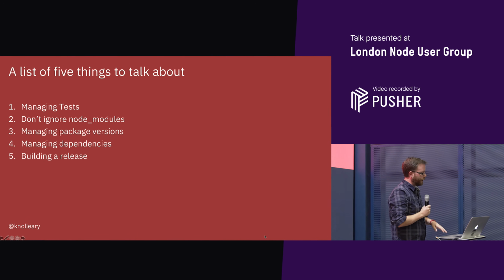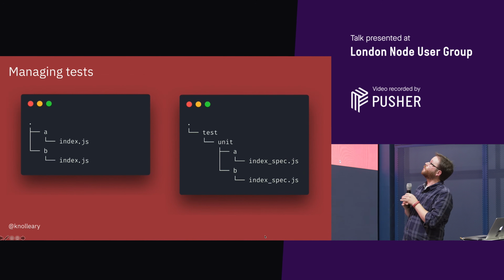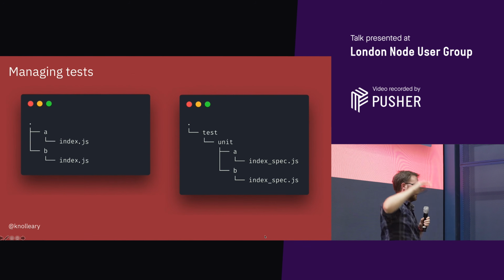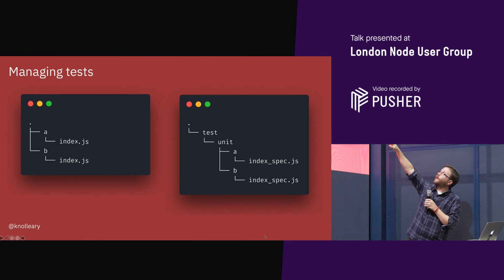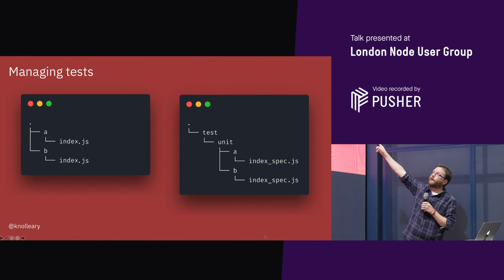So first is managing the tests. The Node-RED code base already had this structure: given a source tree, with an index.js under A and B, under the test directory we have unit tests, and for every file in the source tree we have a corresponding spec file.